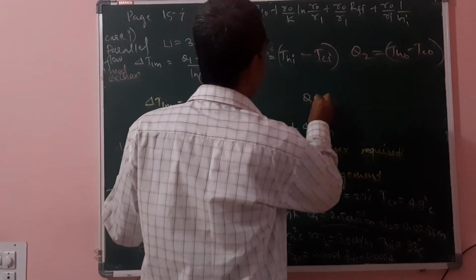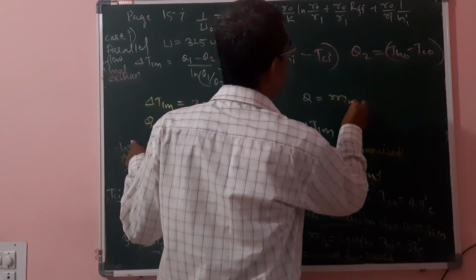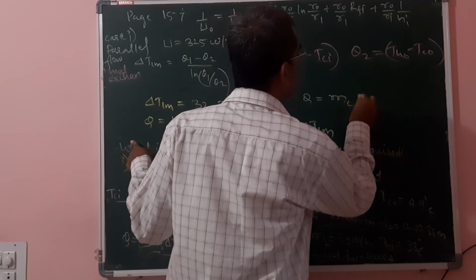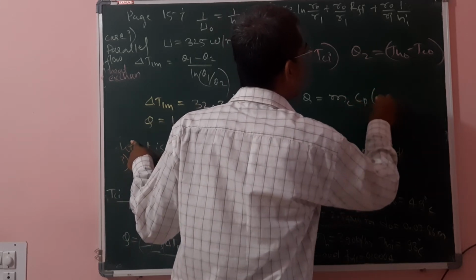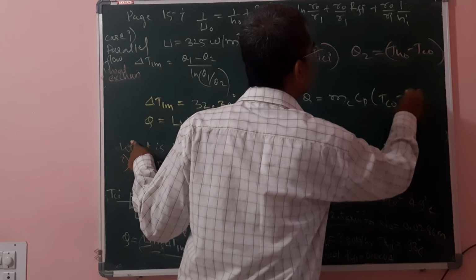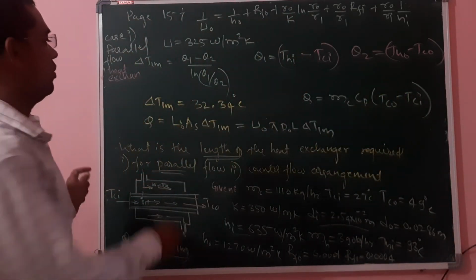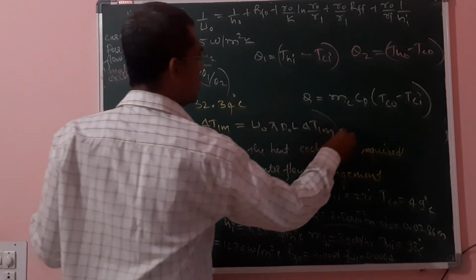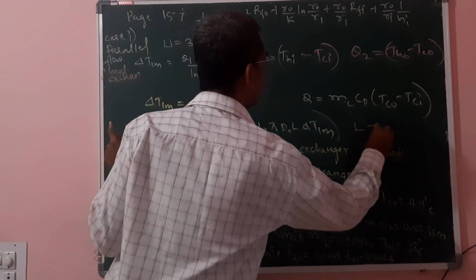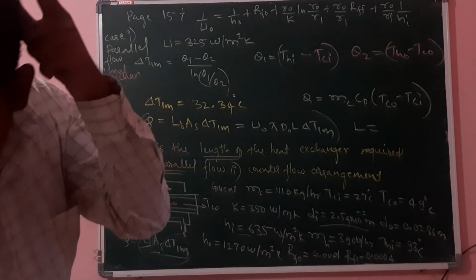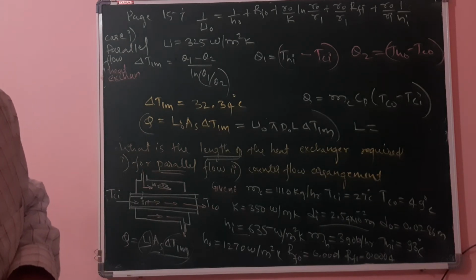Q is equal to mass of hot fluid or mass of cold fluid into specific heat of cold fluid into Tc naught minus Tci. Using this formula, you can calculate Q. You have to substitute in this equation, and you will get the L value.